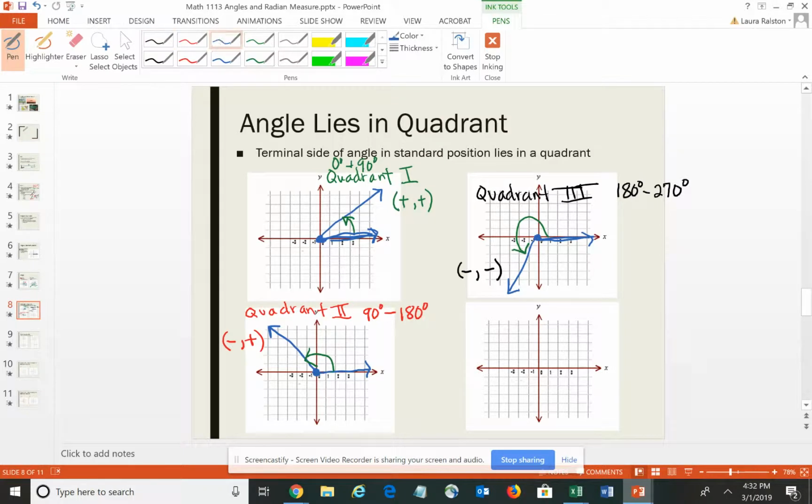One more. Again, you have the vertex on the origin, positive x-axis is your initial side. We rotate. And again, the direction of the rotation really doesn't affect which quadrant you're in. If I rotate counterclockwise, I end up in the lower right. The lower right is quadrant 4.